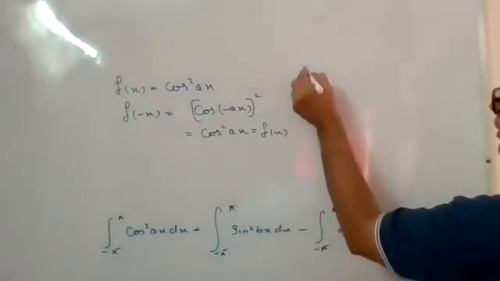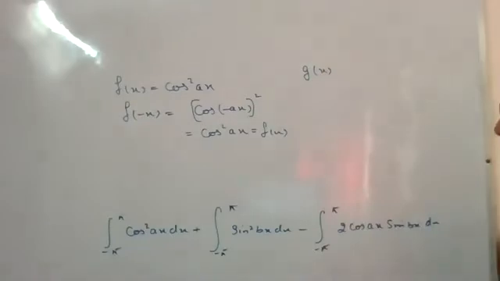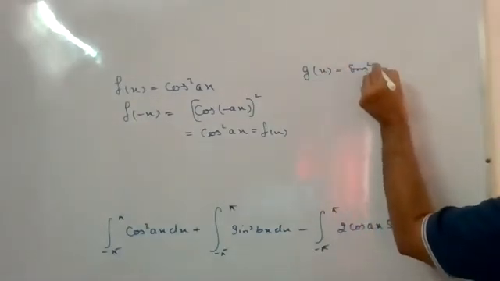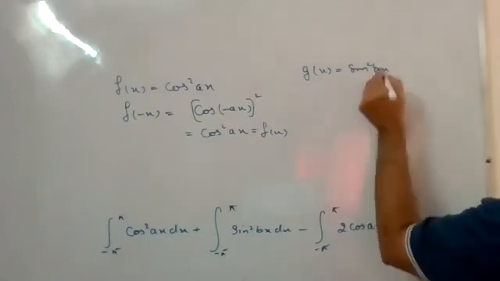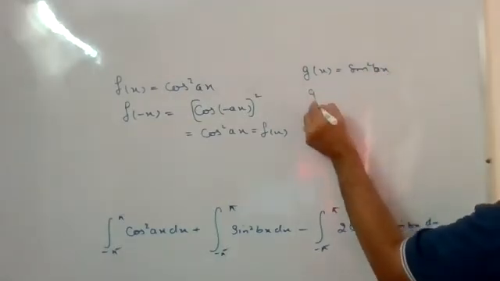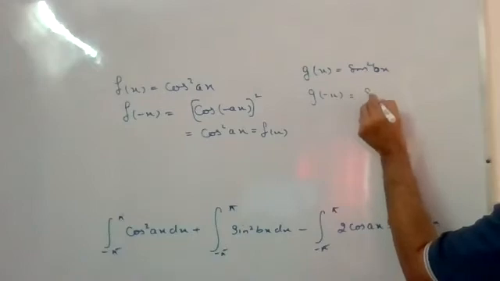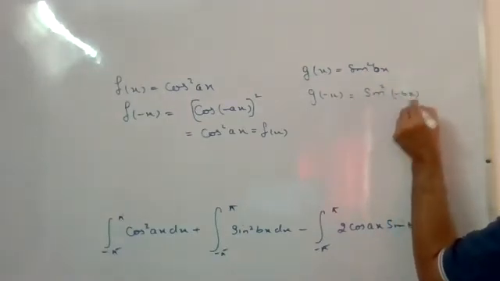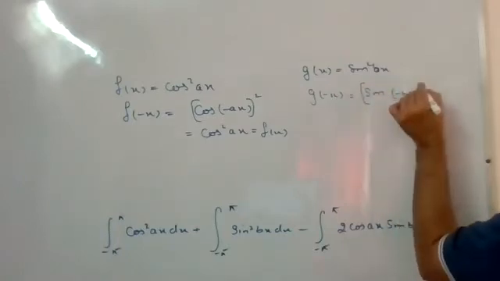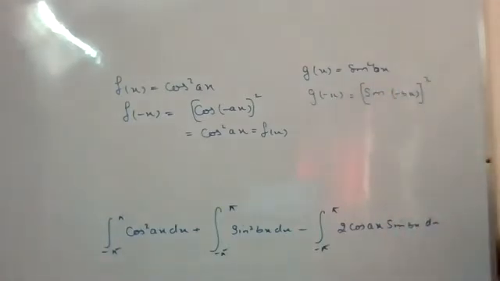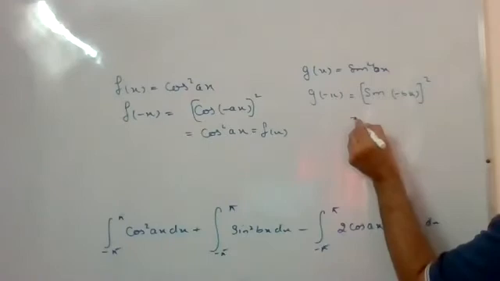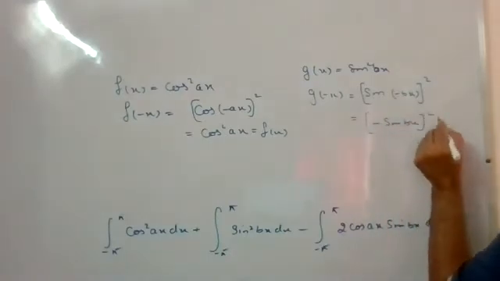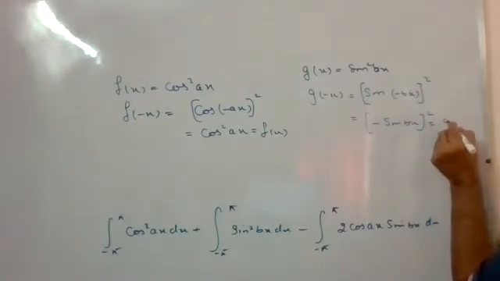Same way when you go for g x, that is another function. That is sine square ax, or sorry, bx. Then when you have bx, g of minus x, if I take, it will come out to be sine square of minus bx. Square is here, so I'll take square here. Sine of minus, so it will be minus sine bx. Whole square will also come out to be simply g x.